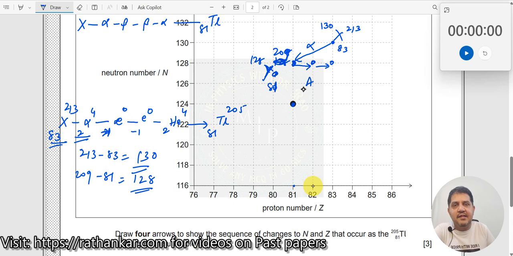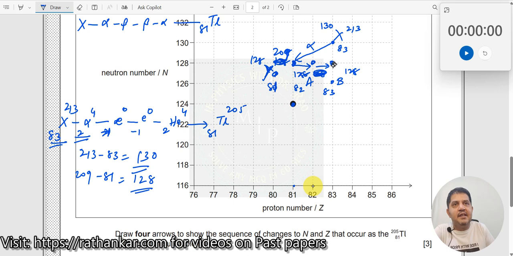Now let me call this nucleus A here. Now, what will be this nucleus A here? See, this is 82 here, and this is 128 here. And this will be your total number of nucleons. Now let me call this B here. This will be 83 here, and this will be 128 once again. Now, you see, whenever there is an alpha decay, there is a diagonal like this. Whenever there is a beta decay, it's a straight line like this.